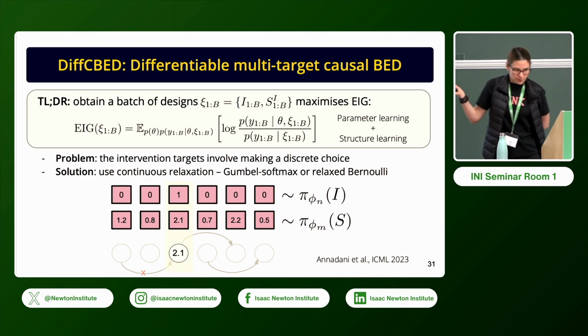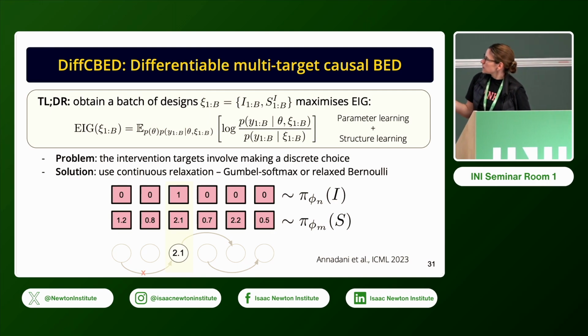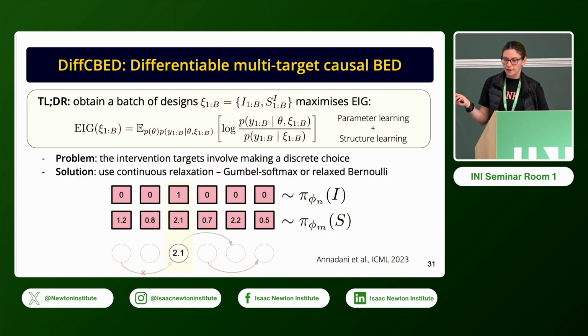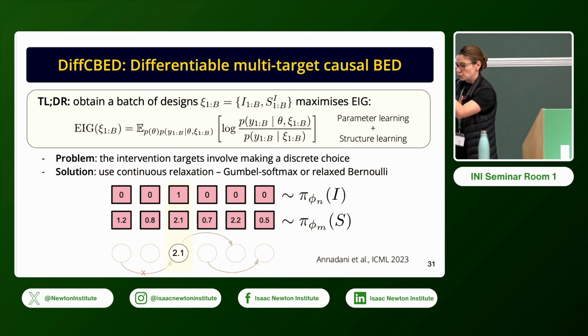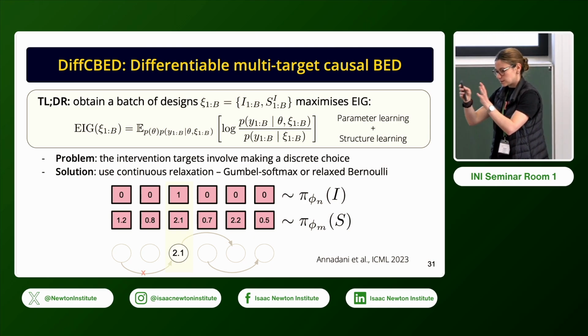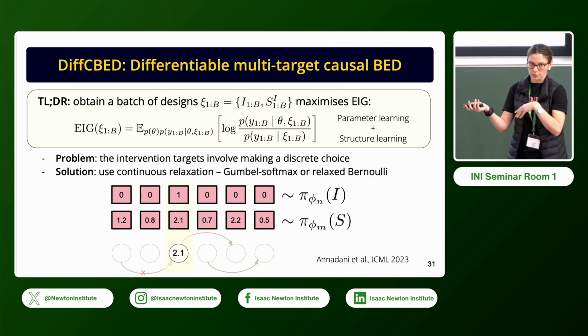So we're using something called the Gumbel softmax or the relaxed Bernoulli, depending on whether we're doing single target or multi-target. And we also have another case where you're allowed to specify the exact number of targets to intervene on, right?